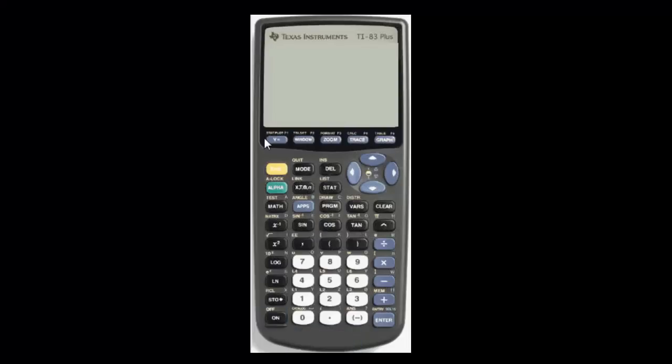I'm going to go to y equals, and I'm going to type in two equations. How about y equals 1/3 x minus 2, and then I'll arrow down to y2, and I'll type y equals x minus 4. Now I have two equations. Let's see what they look like. I'm going to graph them.